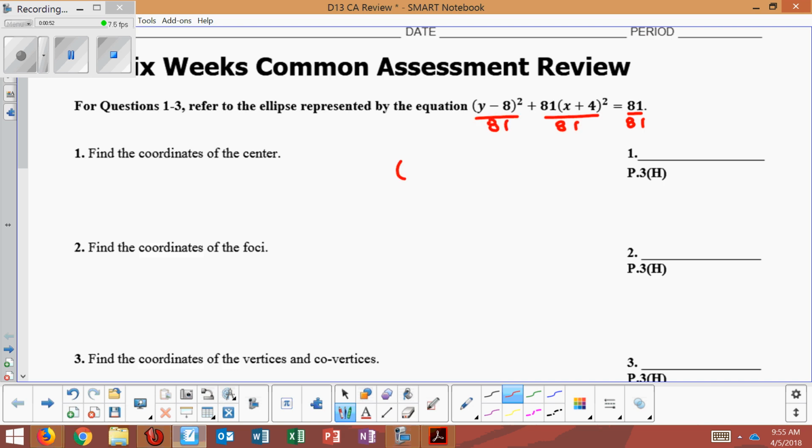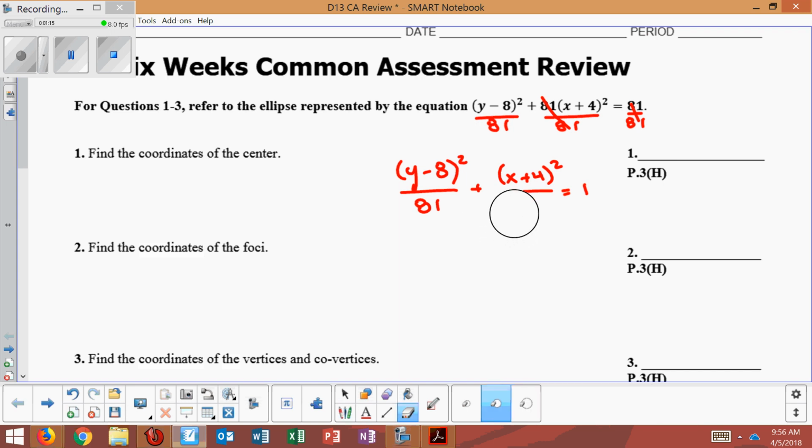When we do so, we get the equation we're actually going to work with, which is y minus 8 quantity squared over 81 plus x plus 4 quantity squared over 81, divided by 81. This part right here cancels, so you're left with just 1. And this will equal, over here, that also cancels, and it leaves us with 1. Now, if it's equal to 1, this part will normally just disappear. But if it's easier for you, you can leave that there just as it is.